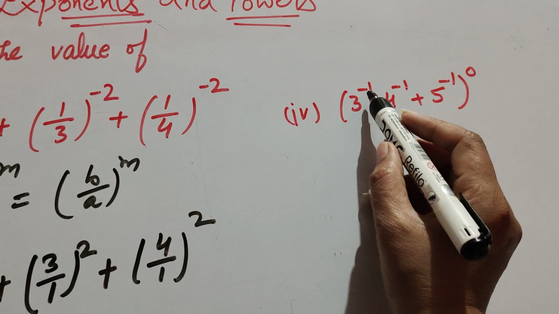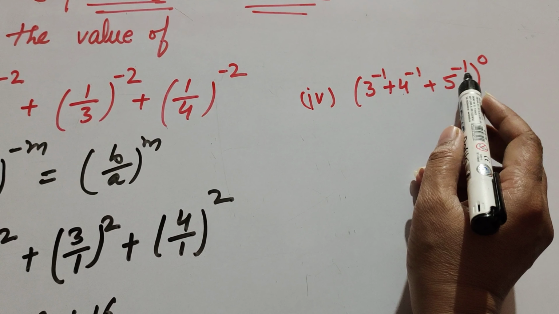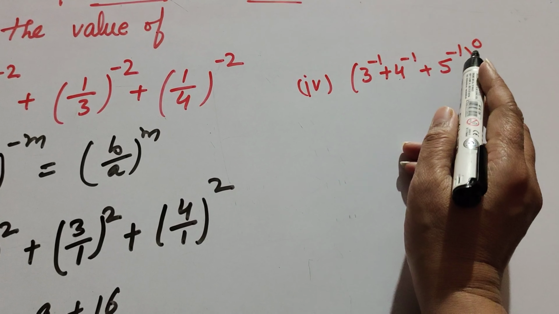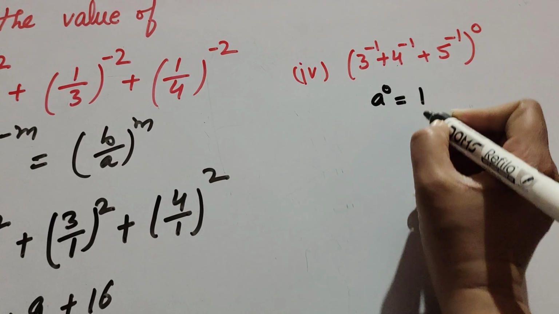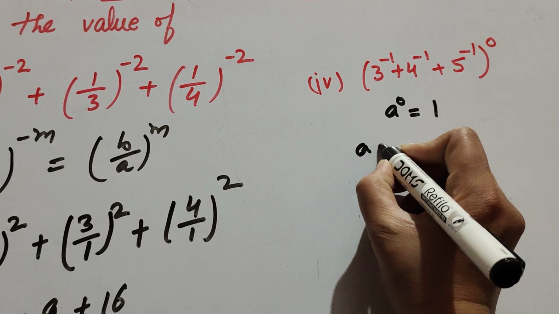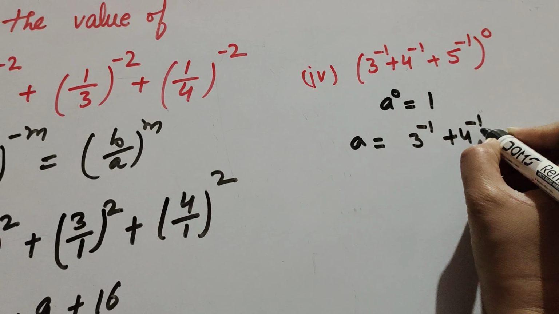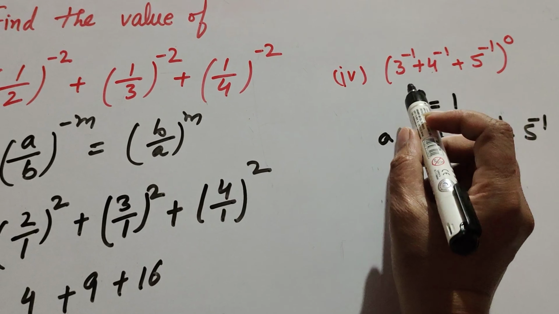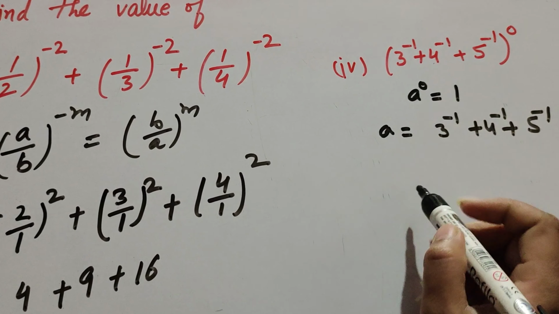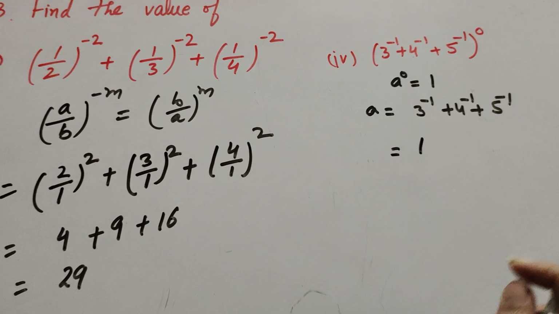Now we move to question number 4. 3 raised to power minus 1 plus 4 raised to power minus 1 plus 5 raised to power minus 1, its whole power is 0. So we know there is a rule a raised to power 0 equal to 1. In this, the value of a is 3 raised to power minus 1, 4 raised to power minus 1 and 5 raised to power minus 1. So when its power is equal to 0, then the answer is 1.